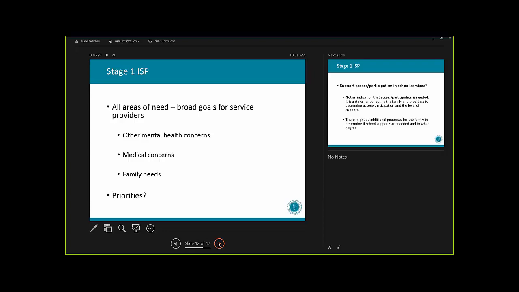So I think this priority area is going to be an interesting thing to see how it shapes up, and it'll be relative. What's a priority for one kid might be a low priority for another child because they have other more severe presenting issues.